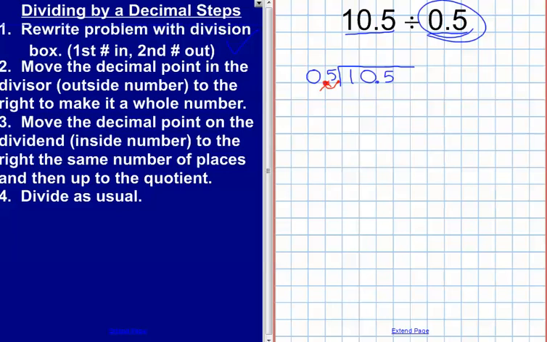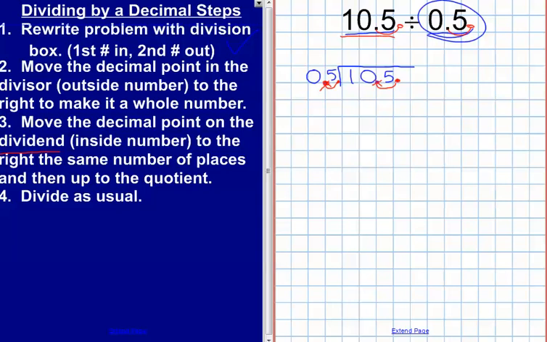Then I need to move the decimal point on the dividend, which is my inside number, to the right the same number of places. I moved my decimal over one time in the divisor, so I'm going to move my decimal point over one place in my dividend as well. So now my problem has become 105 divided by 5. Because I moved the decimal place the same number of places to the right in both, that keeps my problem the same because I just shifted everything over by 1.